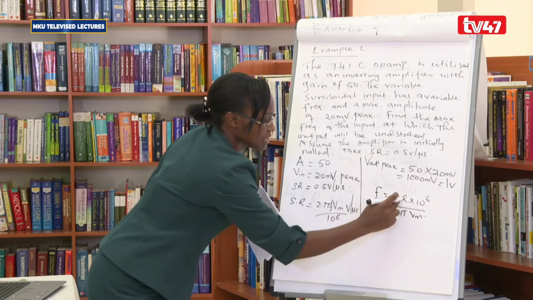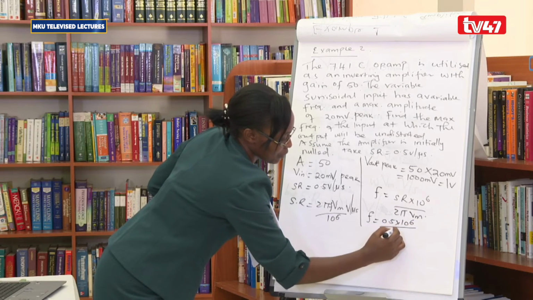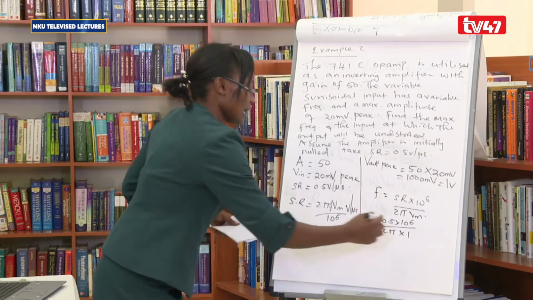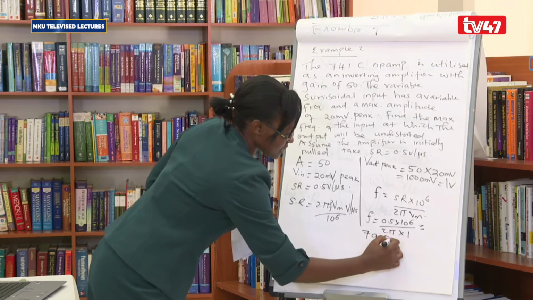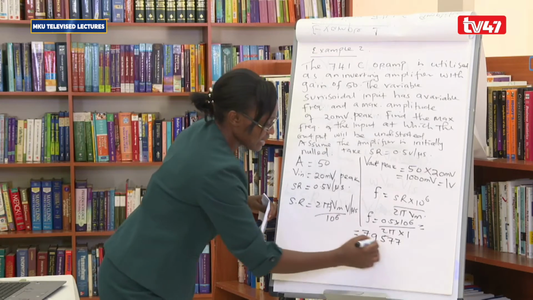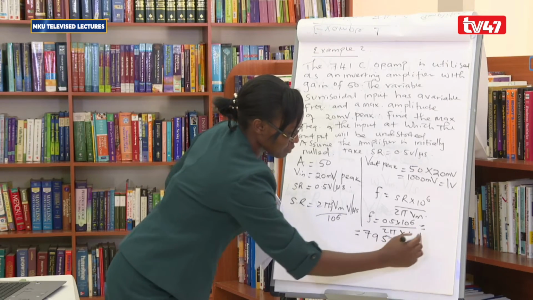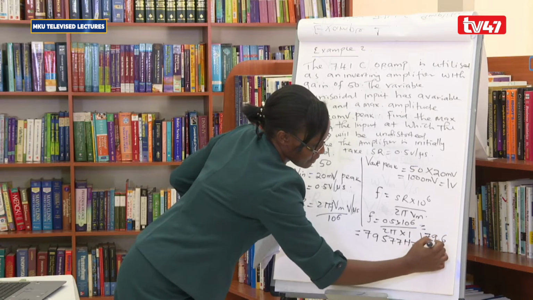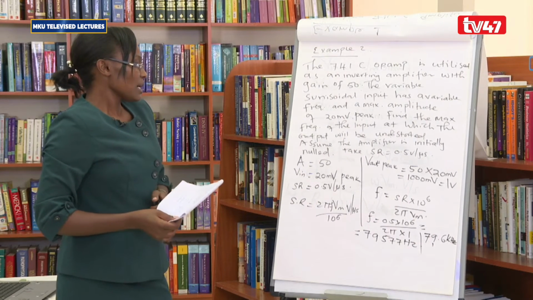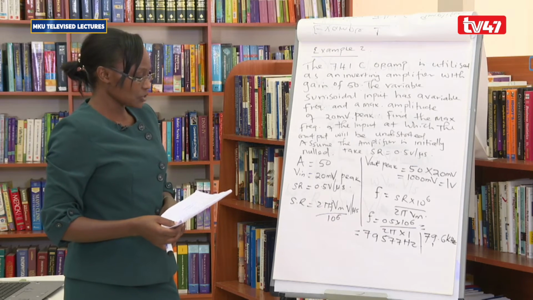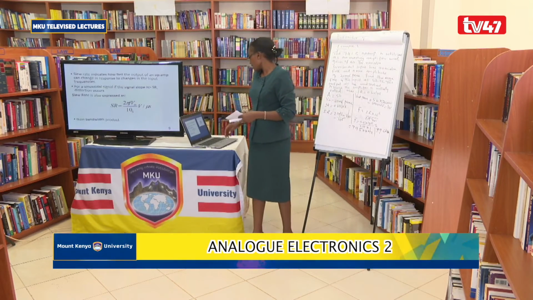Substituting these values, 0.5 times 10 raised to 6 over 2 pi times 1 millivolt, our frequency is 79,577. That is our frequency in hertz. You can as well express it in kilohertz, which will be 79.6 kilohertz. That will be the maximum frequency of the input at which the output will be undistorted.